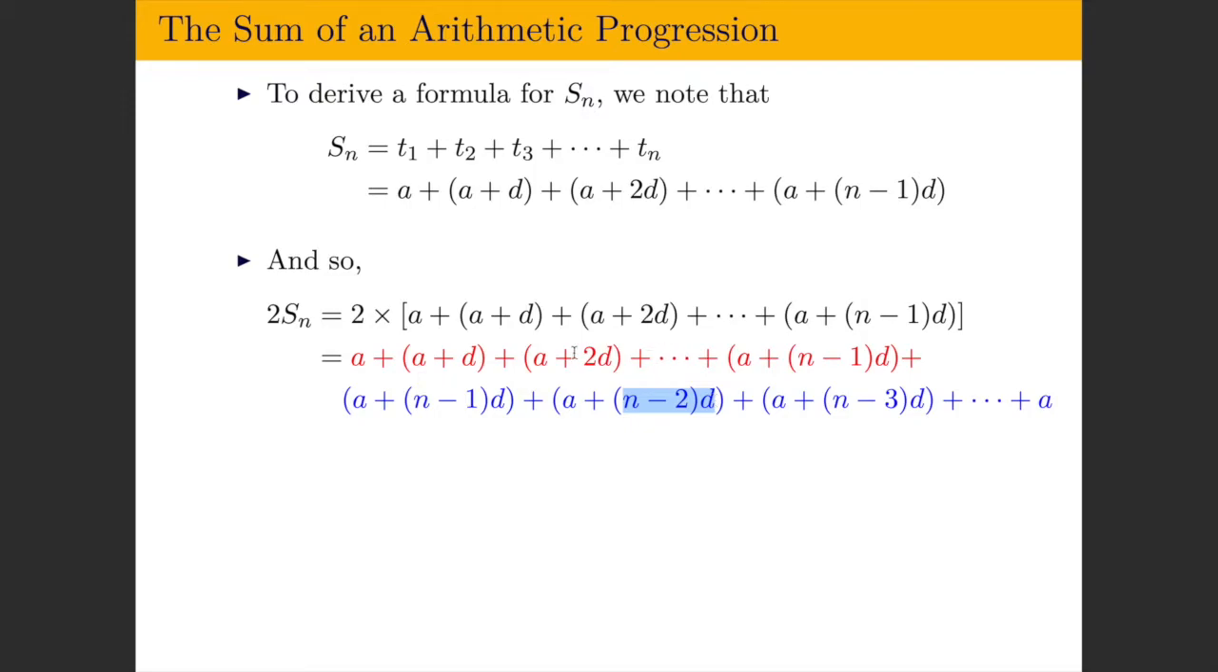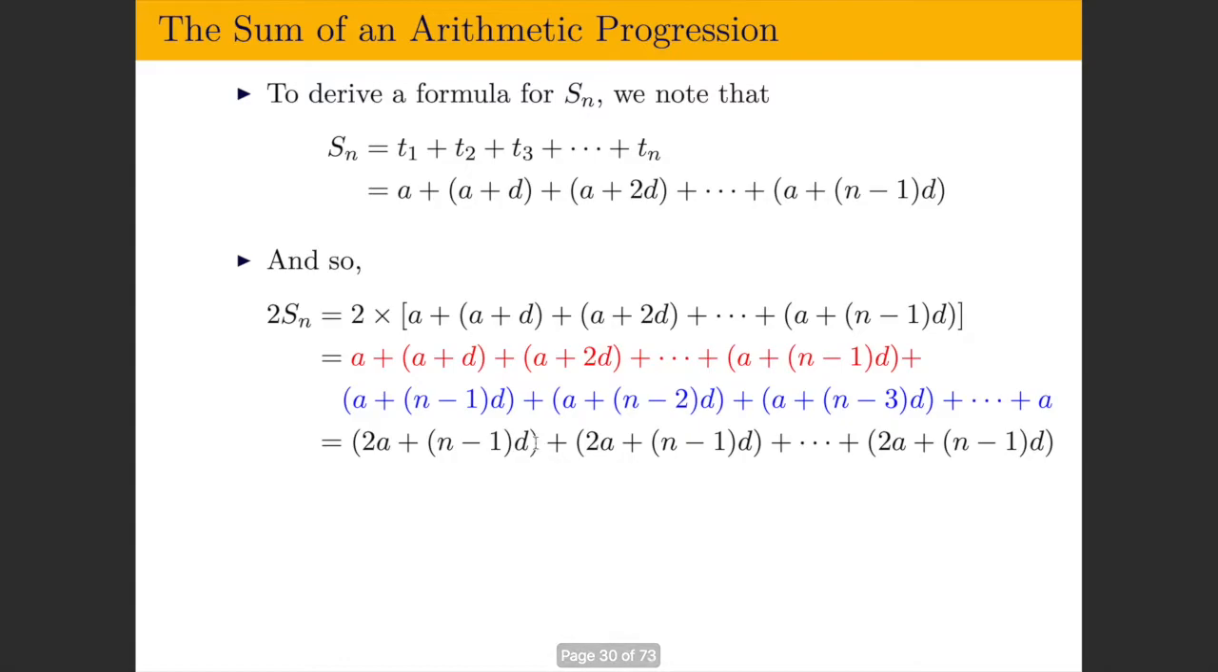In fact, if you continue this pattern all the way up to adding this last term in the red sequence, A plus n minus 1 D, and A here, what you get is in fact 2A plus n minus 1 D each time. You add the first red term and first blue term, and it gives me this. Second red term plus second blue term gives me 2A plus n minus 1 D. Last red term plus last blue term gives me 2A plus n minus 1 D.